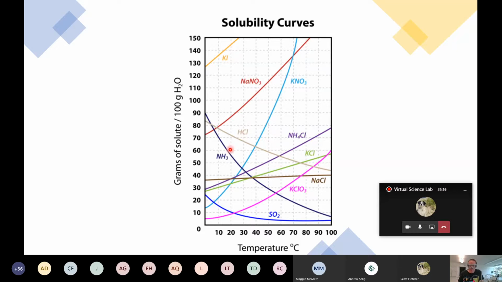But if you look here, you see this NH3, and we see how this line is actually going down. So as we increase the temperature of NH3, we can dissolve less. And as we increase the temperature of SO2, we can also dissolve less. Whereas these are going to be solids, and they go up. Okay, so ammonia goes down, HCl, if you put it in water, that's hydrochloric acid, that also goes down.